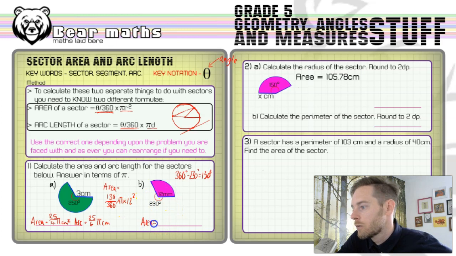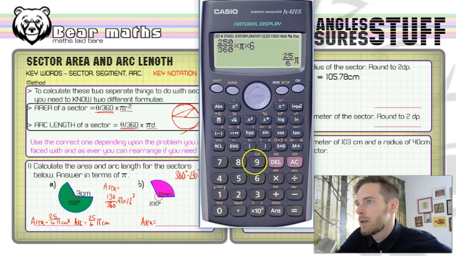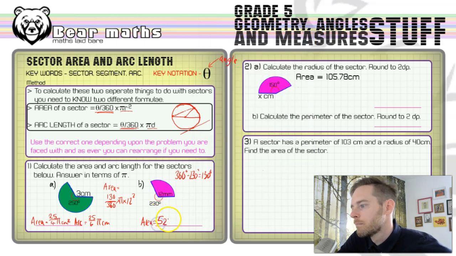So area equals, and then we'll just bring the calculator in again to do that. 130 out of 360 multiplied by pi multiplied by 12 squared, 52 pi. Millimeters squared. Arc length equals, very similar thing, slightly different formula.